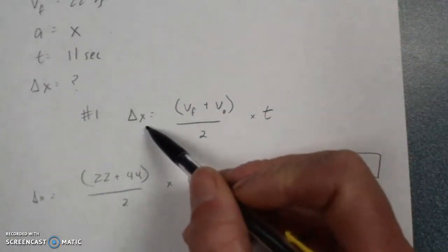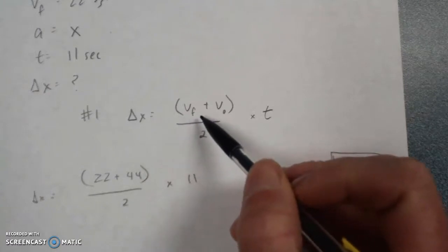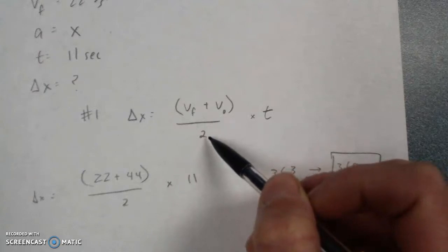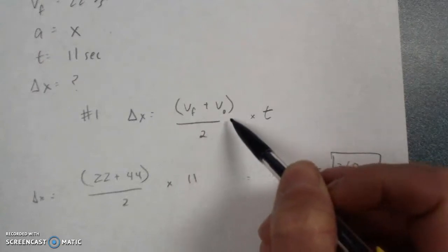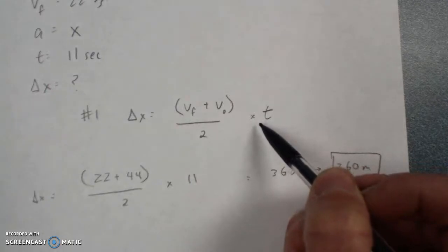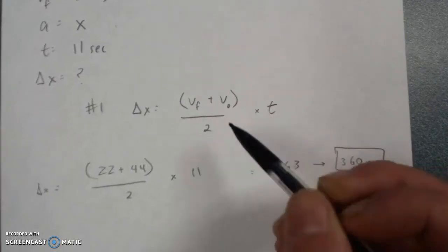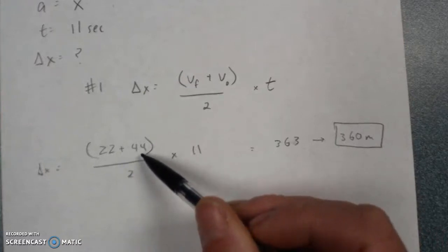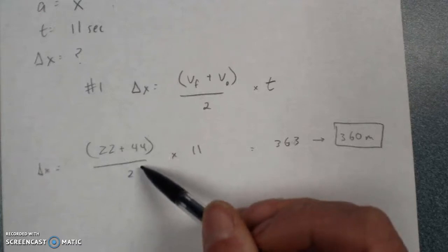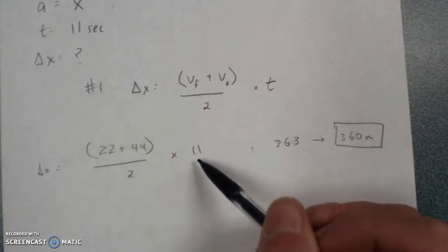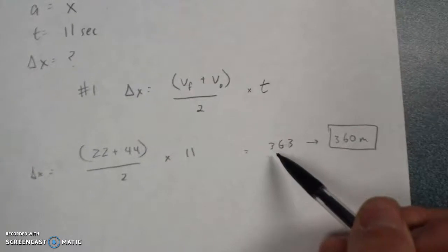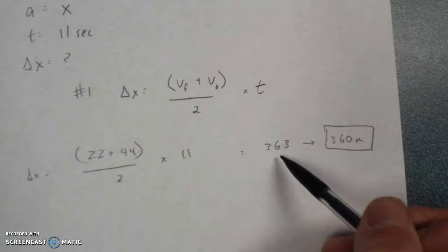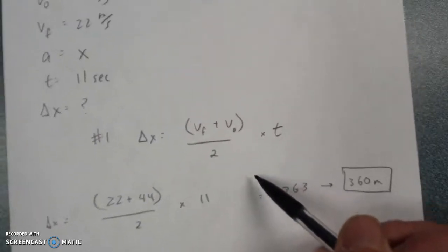My delta x, my position, is equal to my final velocity plus my initial velocity divided by 2. So really it's the average velocity multiplied by the time interval that we're moving at that average velocity. So 22 final velocity plus 44 initial velocity divided by 2 multiplied by 11 seconds gives us an answer of 363 meters. Now the correct sig figs, we would look back at the problem.